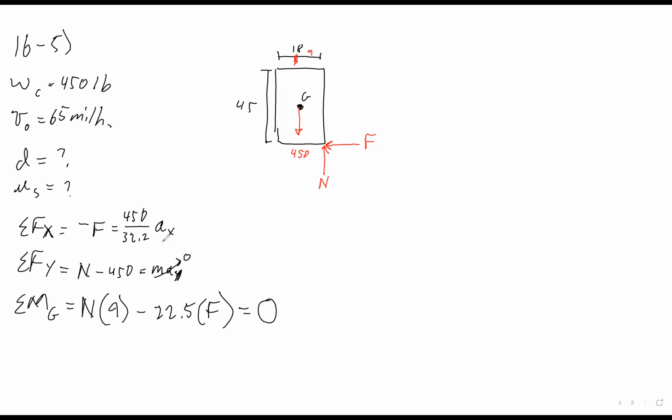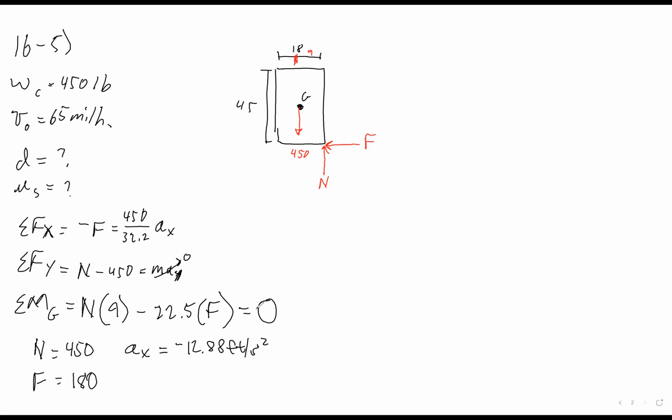All right, we have 3 unknowns and 3 equations. Therefore, we can solve. So the normal force is equal to 450 pounds. The frictional force is equal to 180 pounds. And the acceleration in the x is equal to negative 12.88 feet per second squared.